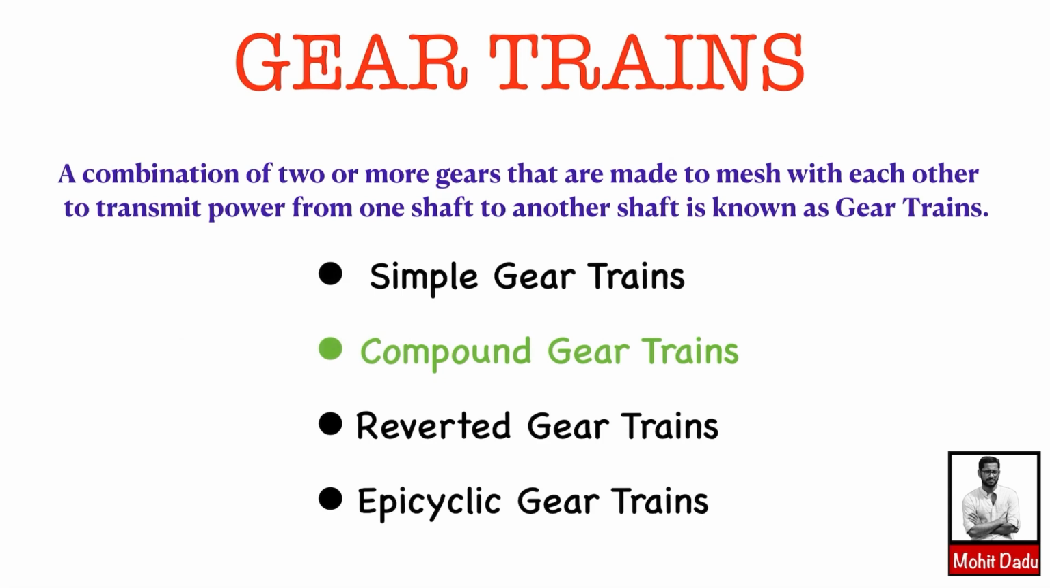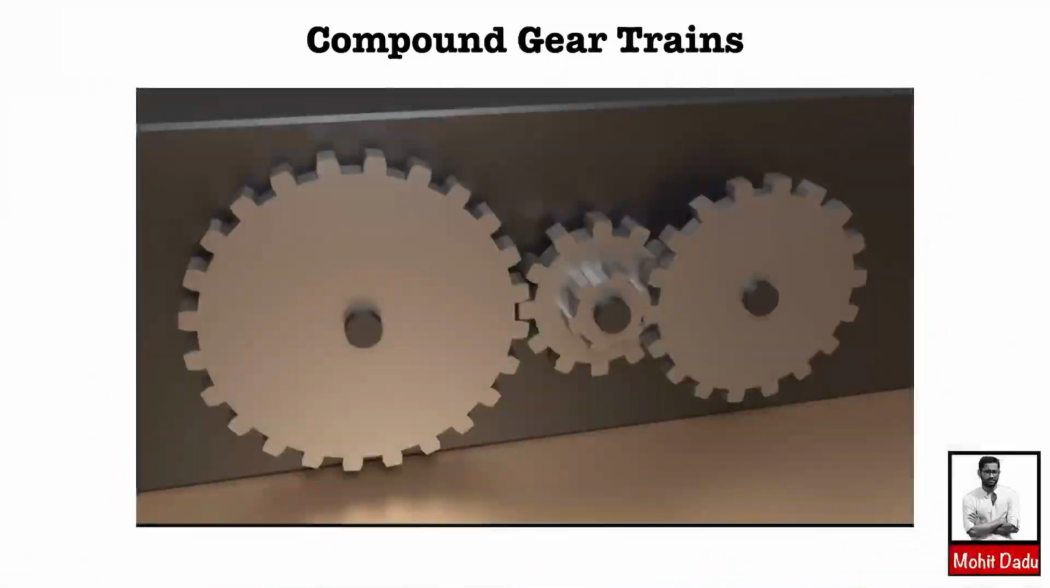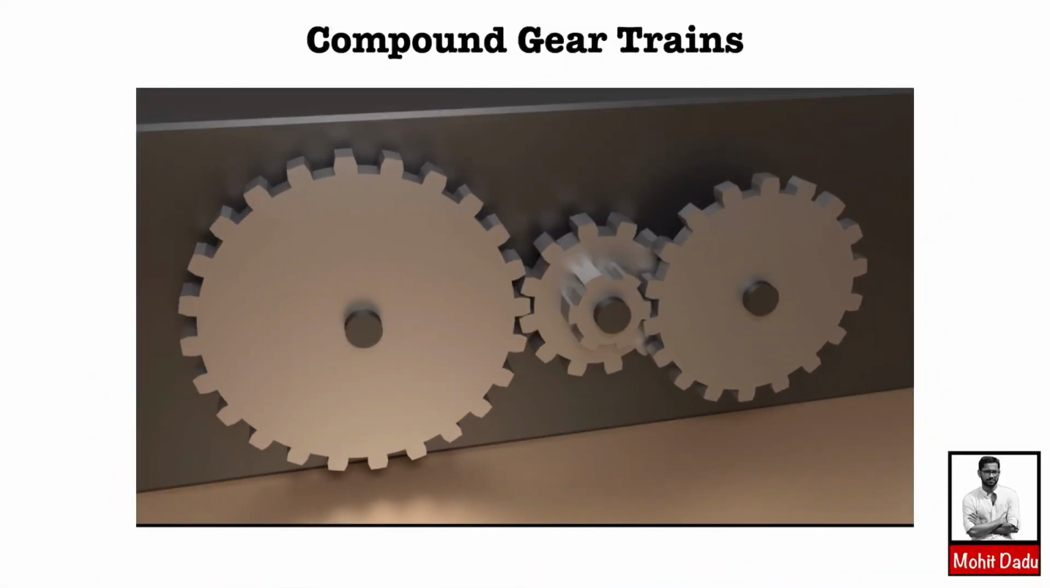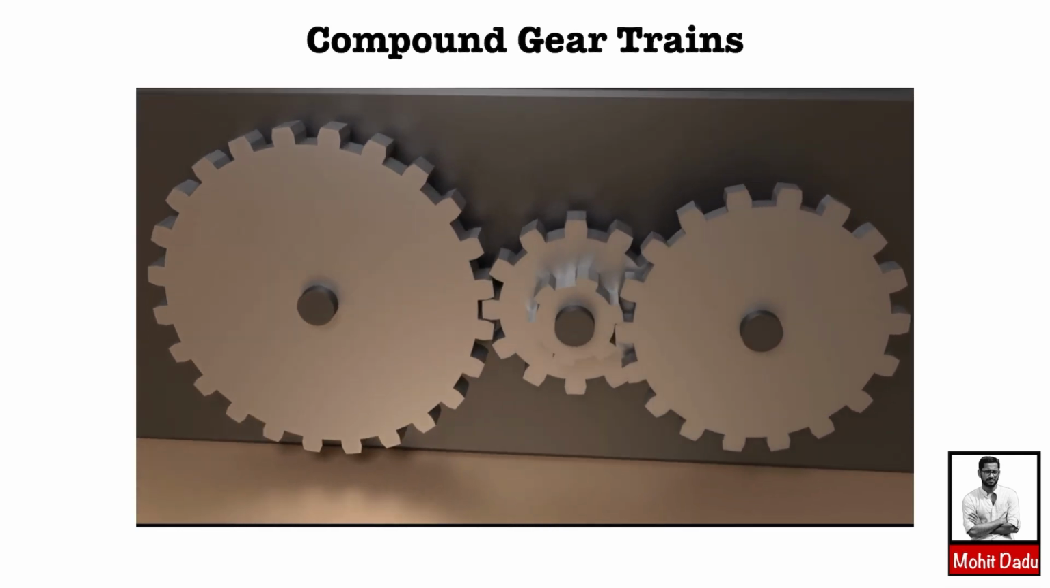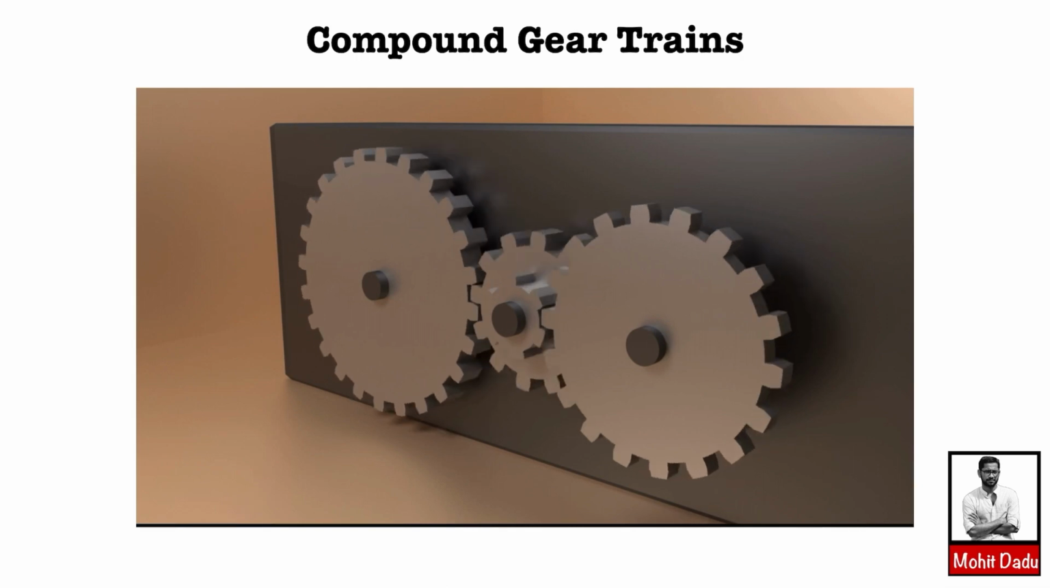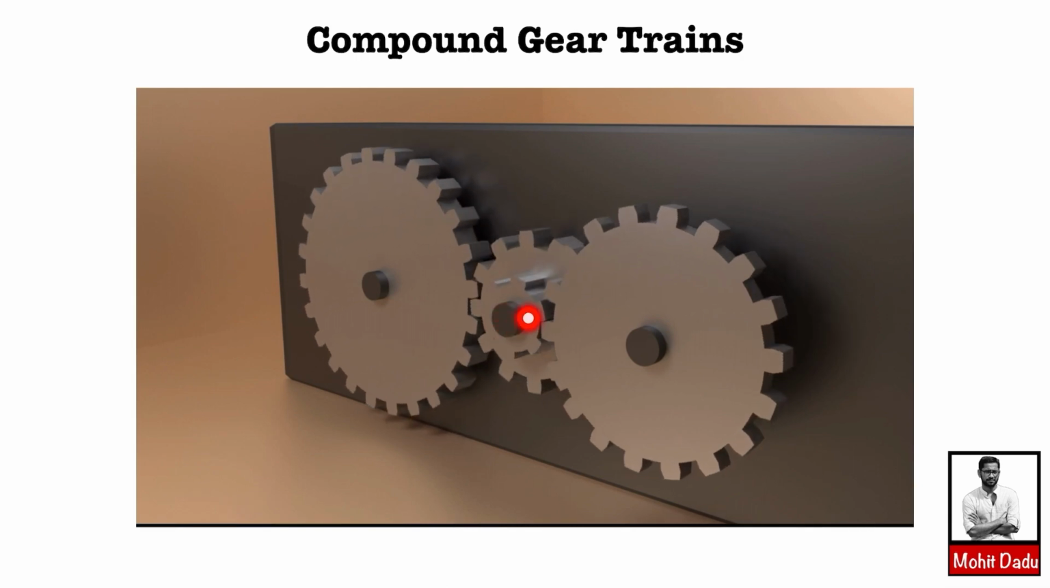In the last video we studied the simple gear trains, and reverted and epicyclic gear trains we will be studying in the coming videos. For compound gear trains, we will first see an animation. Here you can see the central shaft is carrying two gears and the other shafts are carrying a single gear only. This gear is in mesh with this gear, and the other gear on the same shaft is driving the final output gear. So this is the input gear, the driver, and this is the final output or driven gear.